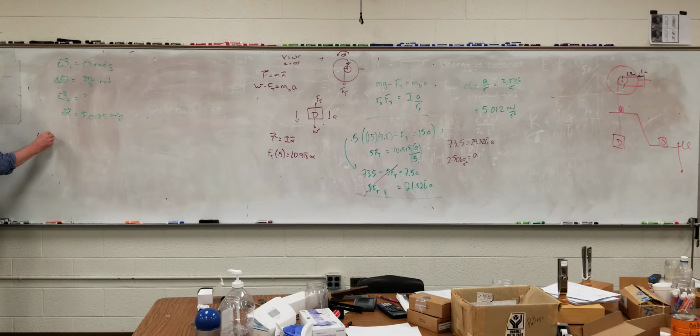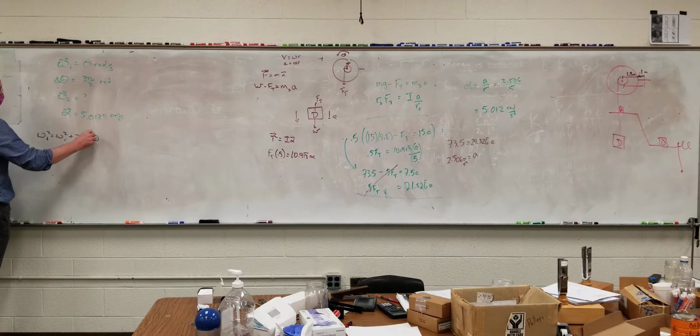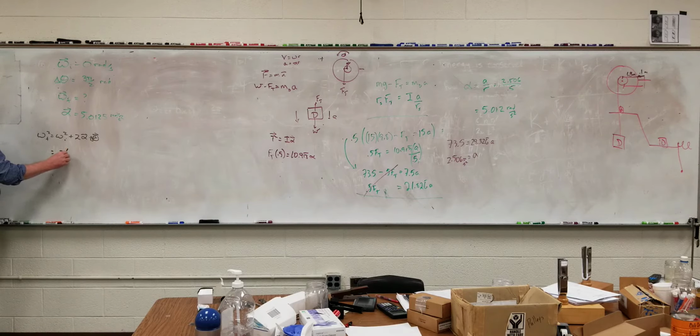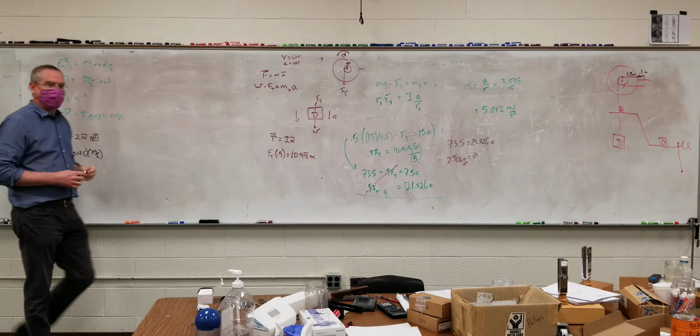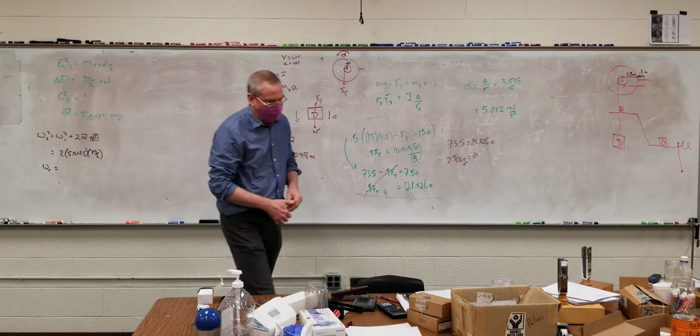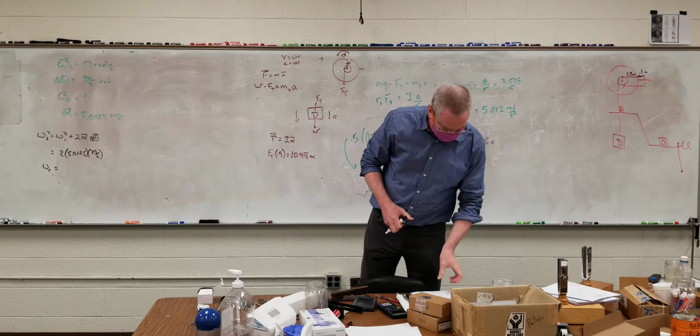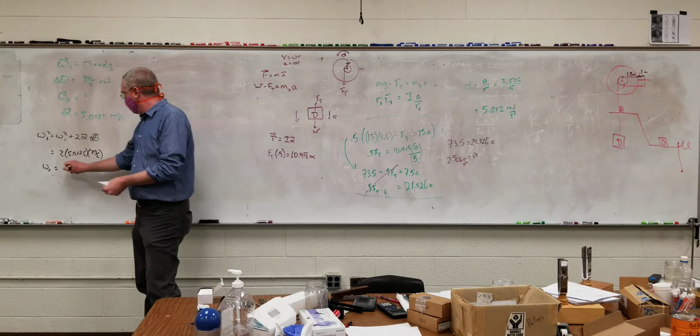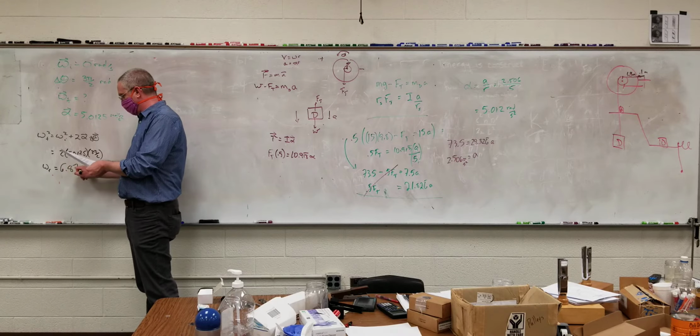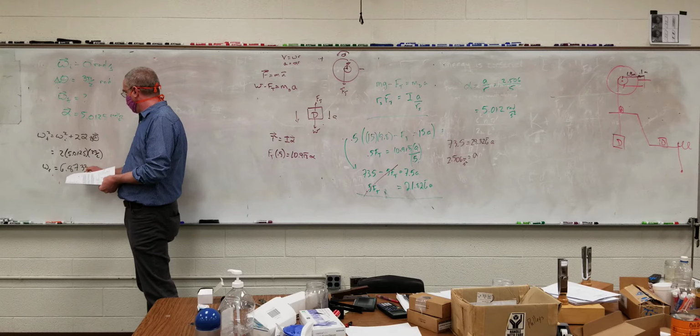So omega final squared equals omega initial squared plus 2 alpha delta theta. And so that's equal to 2 times 5.0125 times 3 pi over 2. And you end up with omega. That speed, the angular speed when the rod finally gets around to there, is, this is D, 6.8733 radians per second.